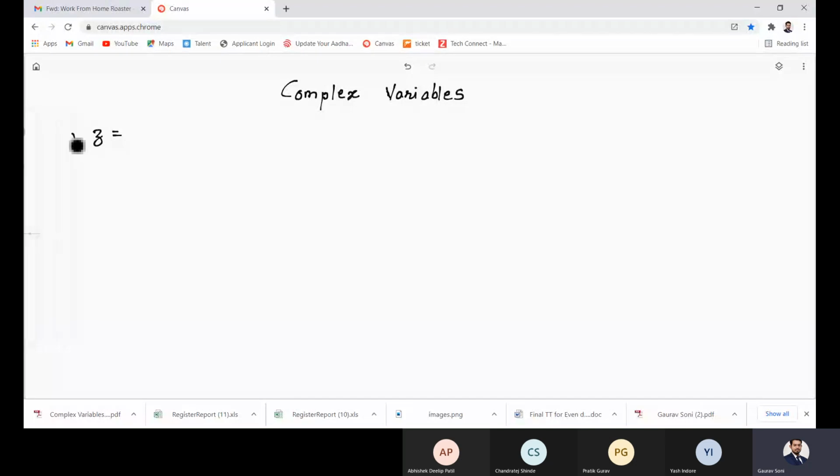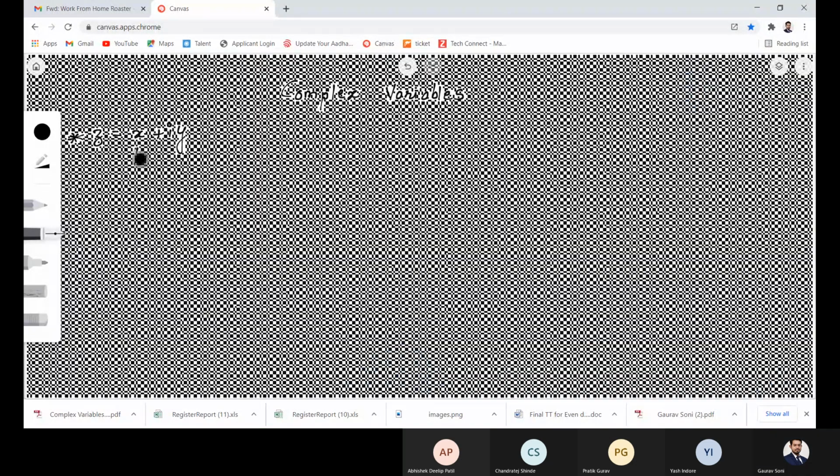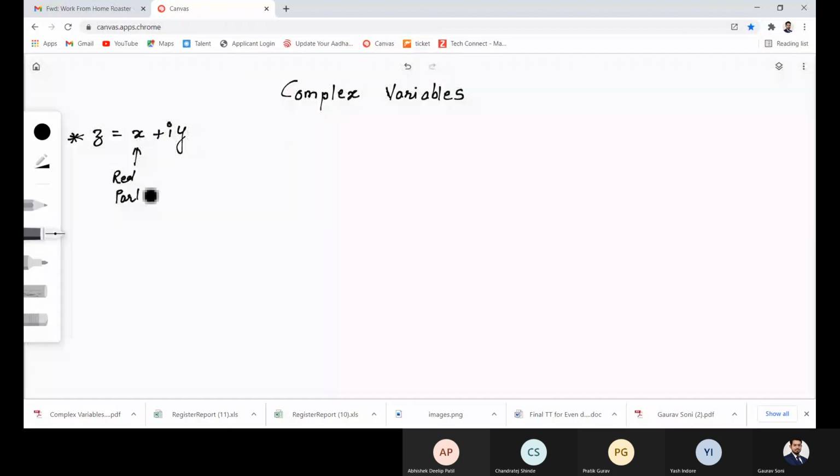Yes, can anyone tell me what does a complex number look like? x plus iy. Okay, so complex numbers are usually denoted by z and it is of the form x plus iy, where x is the real part and y is the imaginary part.